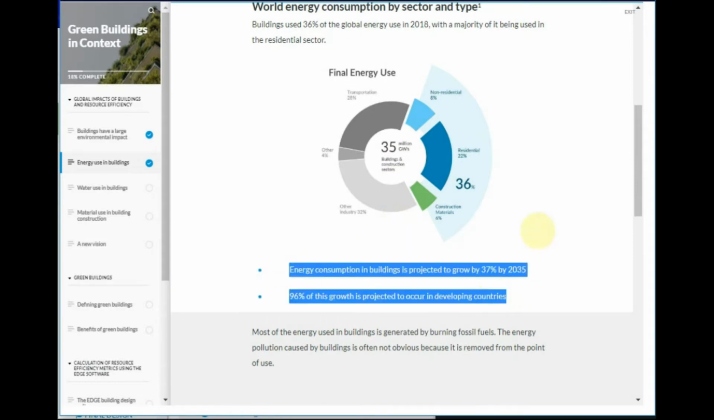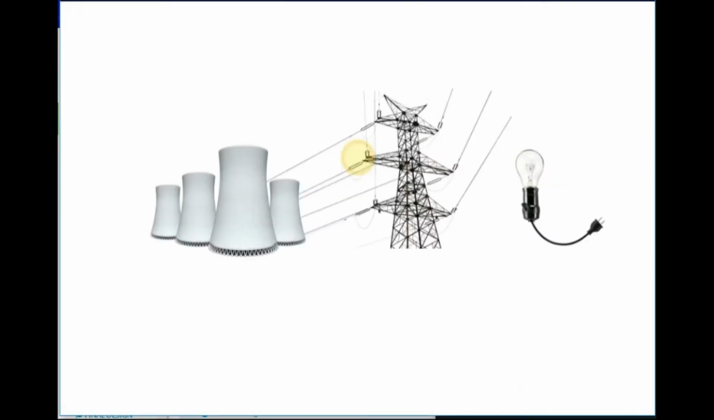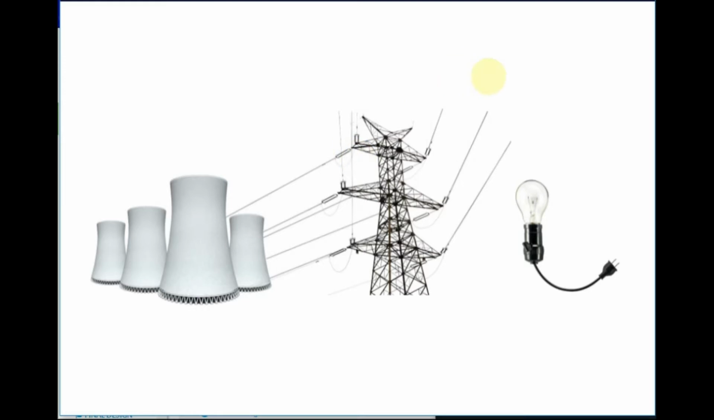Most of the energy used in buildings is generated by burning fossil fuels. The energy pollution caused by buildings is often not obvious because it is removed from the point of use. For example, electricity often comes from coal plants with high GHG and particulate emissions. Their distant location shields consumers from some pollution but also makes them inefficient. In fact, 2/3 of the energy in coal is lost in generation, transmission, and distribution before it reaches the consumer. A large portion of the energy received at a building is further wasted due to inefficiencies within a building.